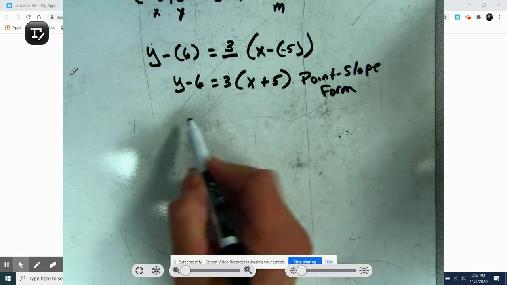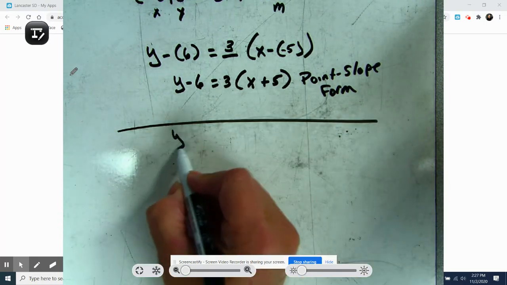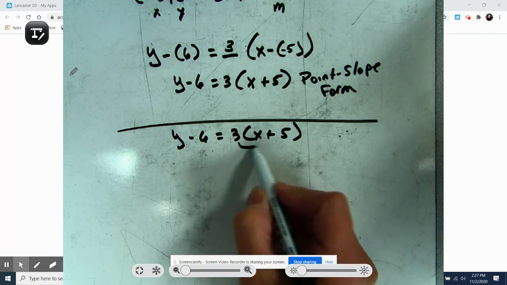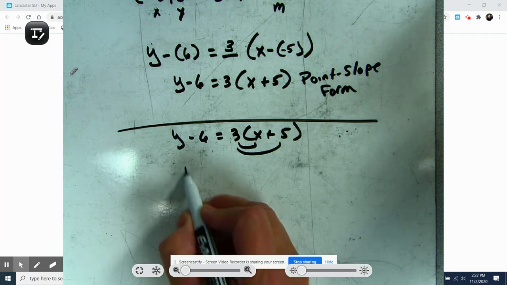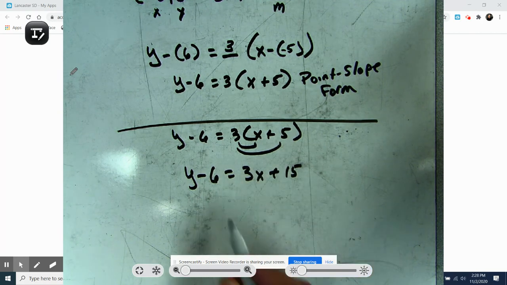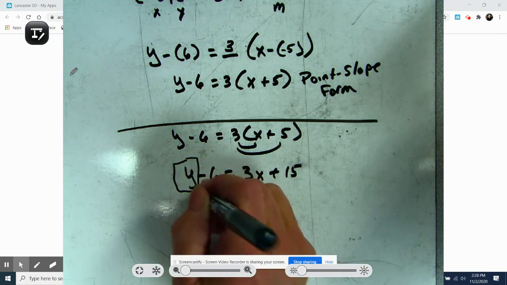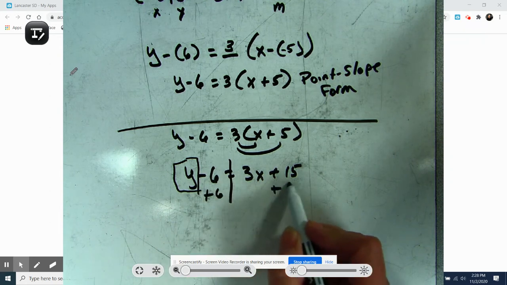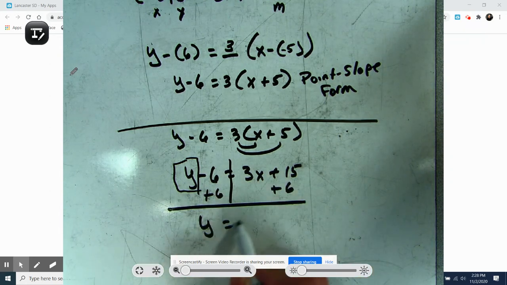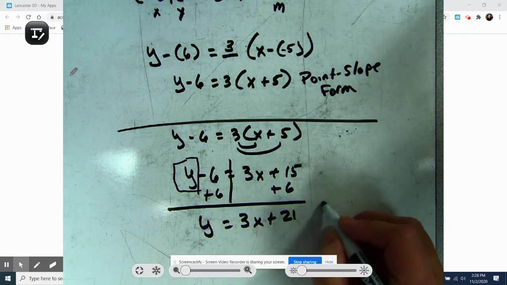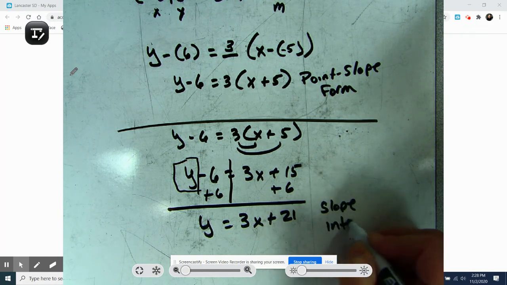So you're going to take this equation, y minus 6 equals 3 times x plus 5. You're going to distribute to get rid of the parentheses. So y minus 6 equals 3x plus 15. You're then going to solve for y. So you need to get rid of the -6. The opposite of -6 is +6. And you get that y equals 3x plus 21. Now, this is in slope intercept form.